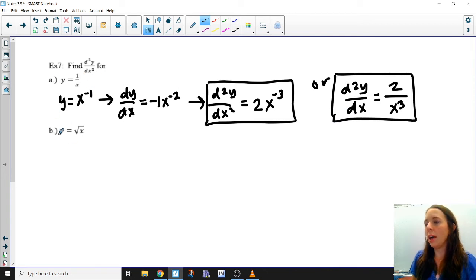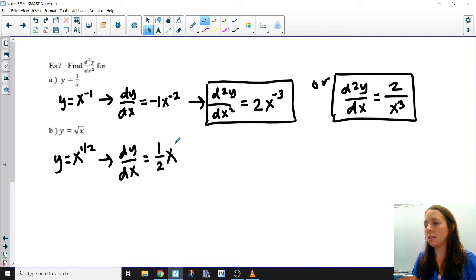Okay, here's another one to try. If you feel like you got the hang of this, pause the video, try it for yourself, and then come back. A square root function is the same as a 1/2 power. So again, I'm setting it up as a rewrite of the function first. And then I'm taking a first derivative using power rule. 1/2 x to the negative 1/2 power. The 1/2 minus 1 part goes to negative 1/2. Leave it like that to get a second derivative.